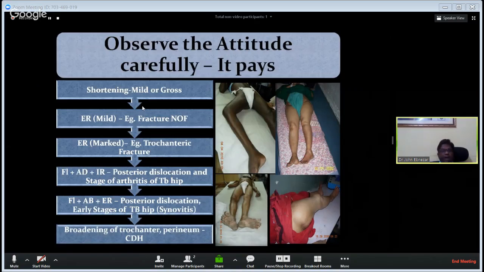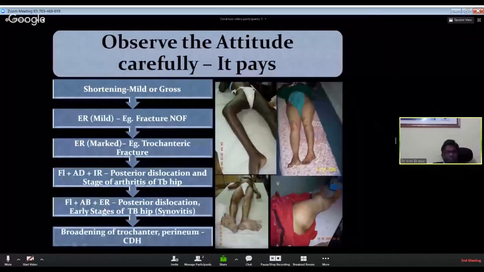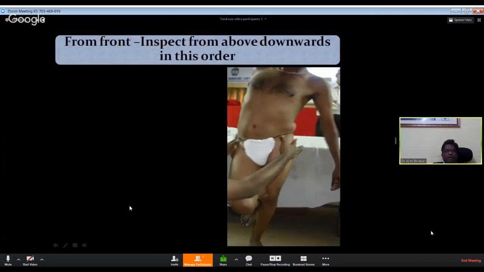So the attitude is mild shortening or gross shortening, external rotation mild or marked. Flexion, adduction, internal rotation is posterior dislocation of the hip. Flexion, abduction, external rotation is anterior dislocation of the hip, or early stages of Perthes hip. Broadening of the trochanter and perineum suggests CDH. Do you know the mistake in the slide here? Then inspect from above downwards in this order.